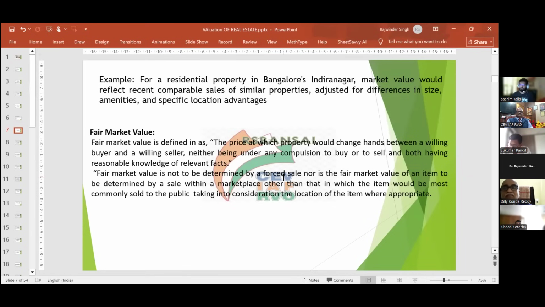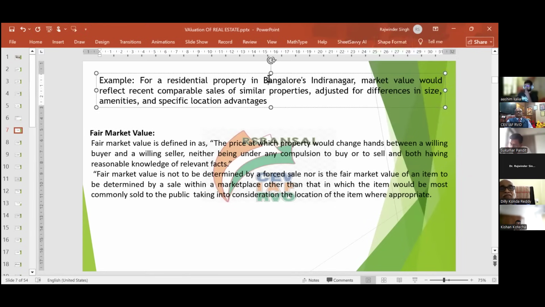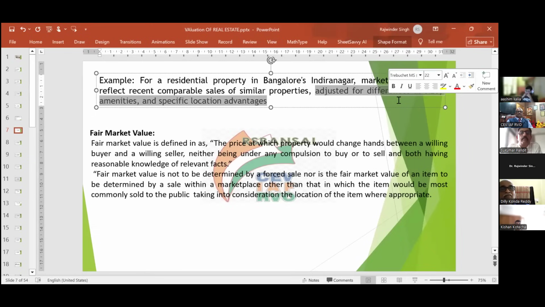For example, for a residential property in Bangalore, Chitranagar, the market value would reflect a recent comparable sale of a similar property, adjusted for differences in size, amenities, and specific location advantages. So we will discuss all these things in the coming slides. Basically, there are different methods of calculating the value of an asset.